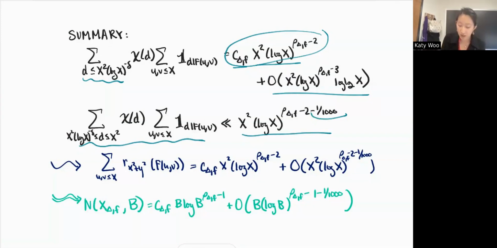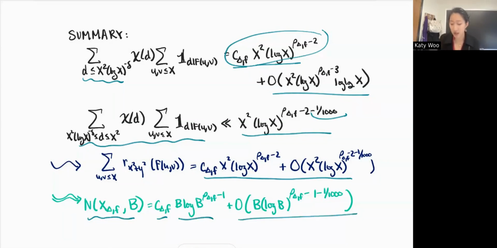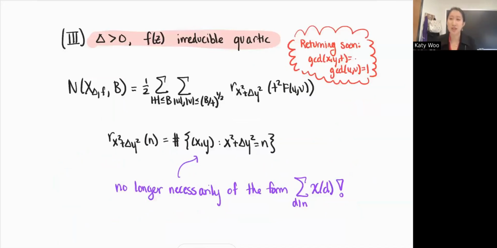And so plugging this in, this means you get an asymptotic on this inner sum, and then the count of points of height at most b will grow like some constant times b log b to the rho minus 1, plus an error term that's b log b to the rho minus 1 minus 1 over 1,000. So again, a small power of log saving, but it's still a savings. Okay. Are there any questions about that part?